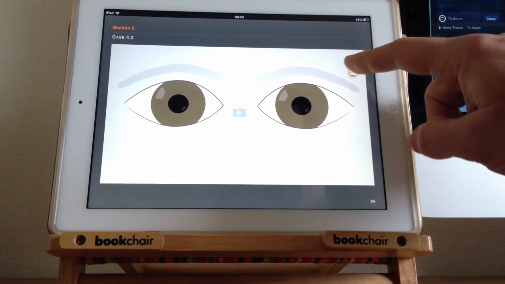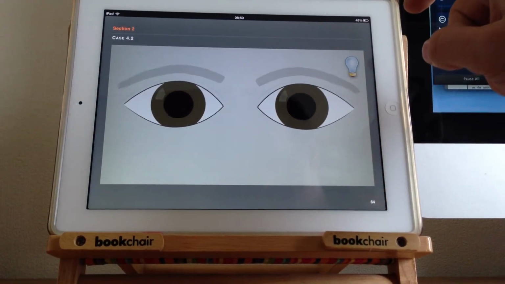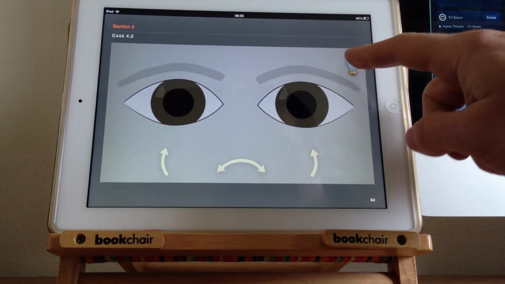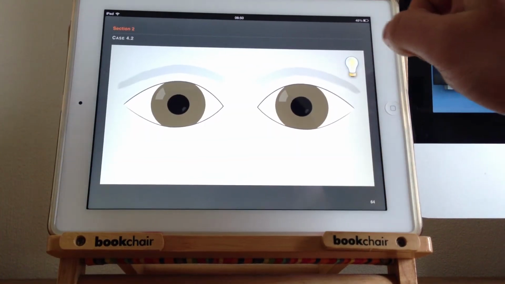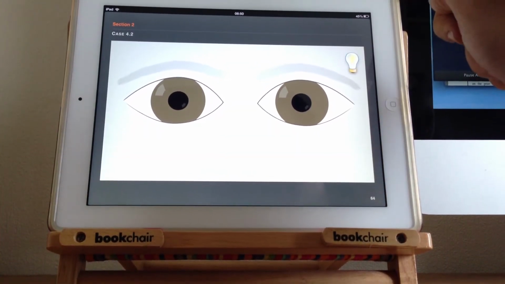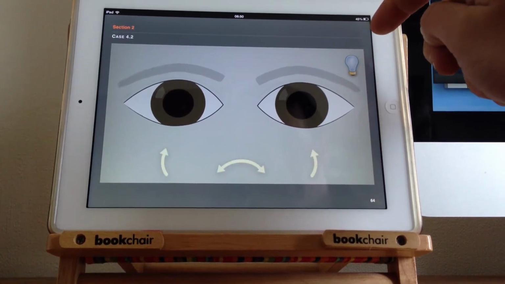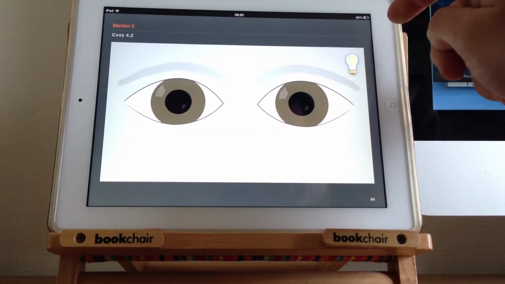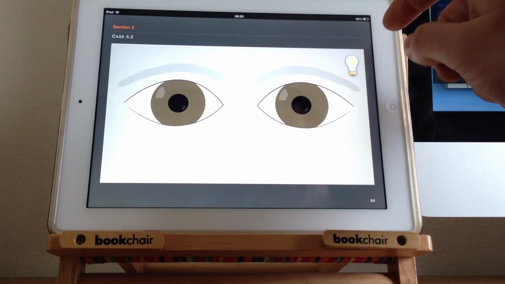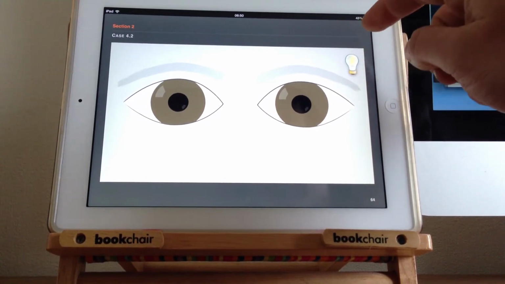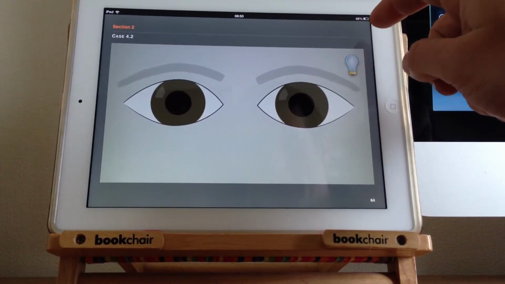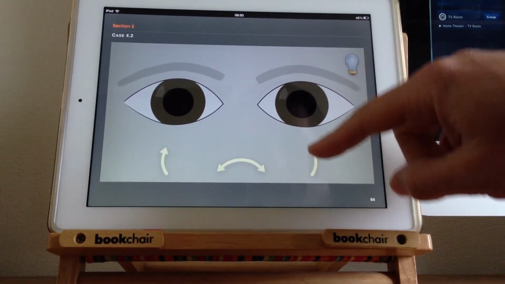Switch off the lights and switch them on again. Pupil sizes are the same with the lights on and off, so there's no anisocoria. And then with the lights off, let's see the pupil reactions.